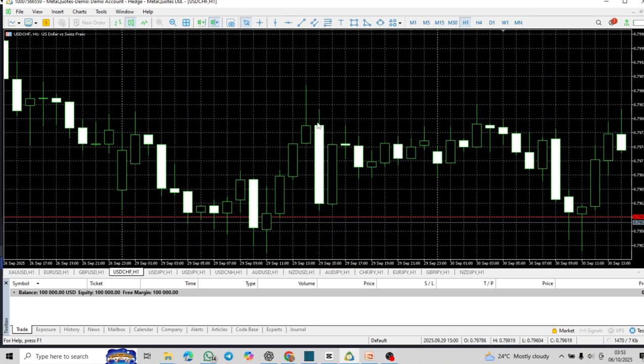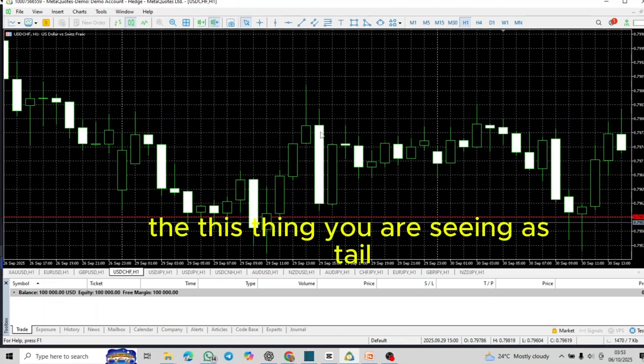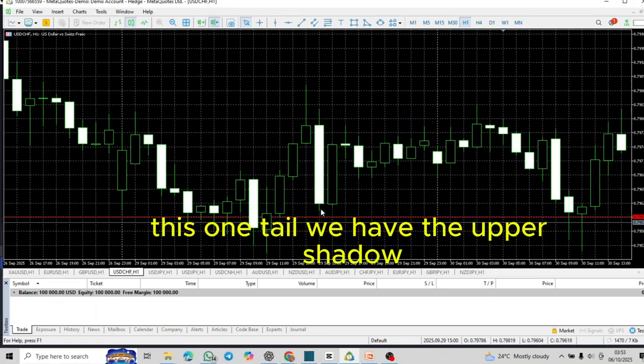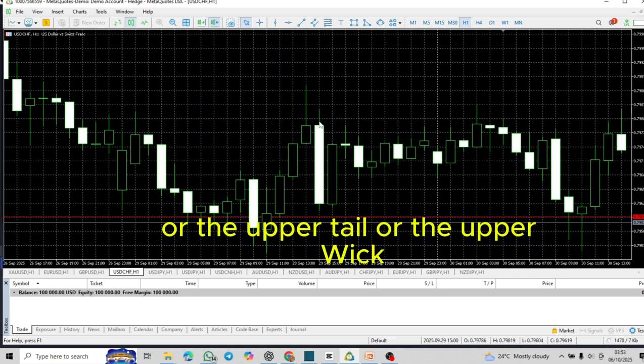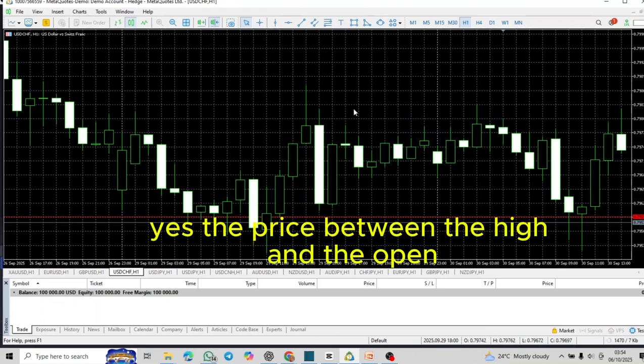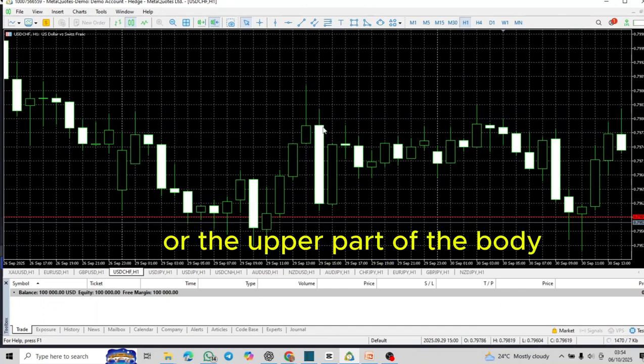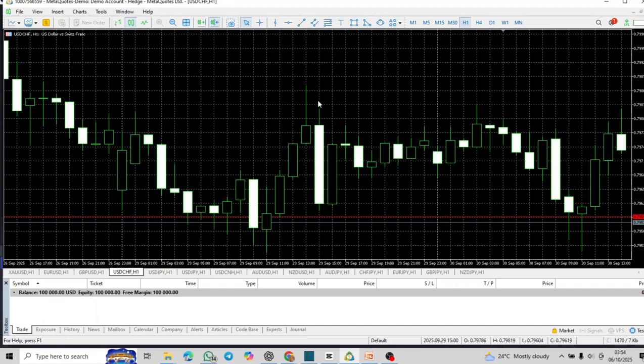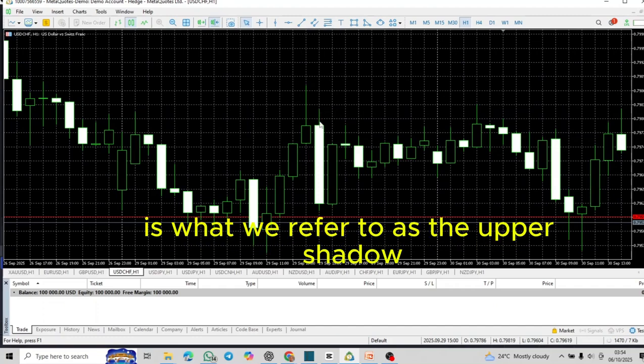This thing you are seeing as tail, we have the upper shadow, or the upper tail, or the upper wick. That is the price between the high and the open, or the upper part of the body, is what we refer to as the upper shadow.